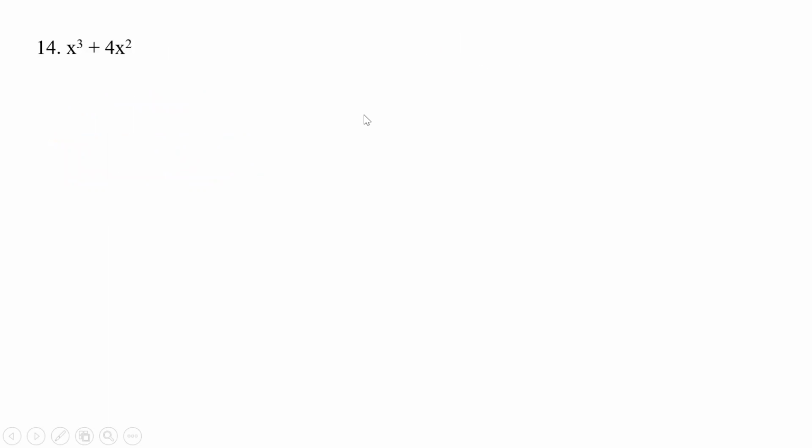All right, here, what do we have? Well, this one, I see I have a common factor again. What is that common factor? Well, it's x squared. If I pull out x squared, I have x. If I pull out an x squared here, I have plus 4.